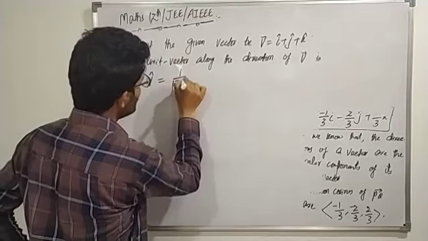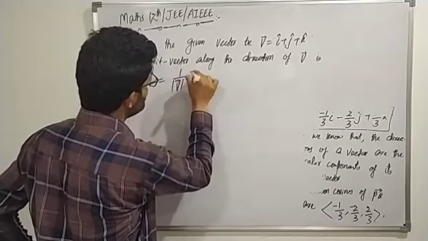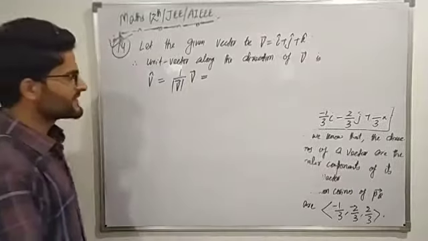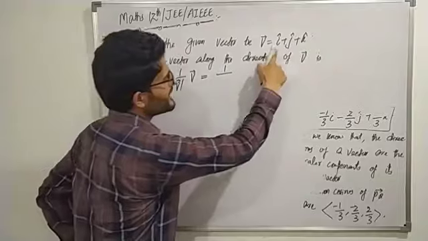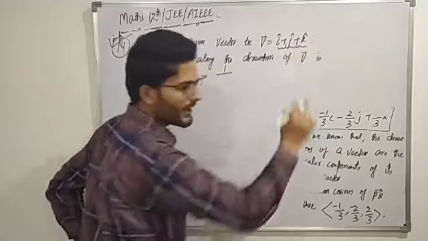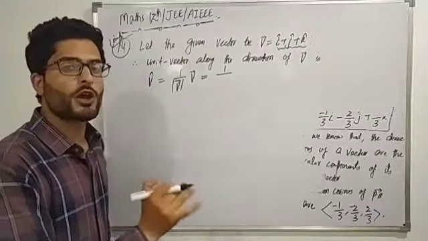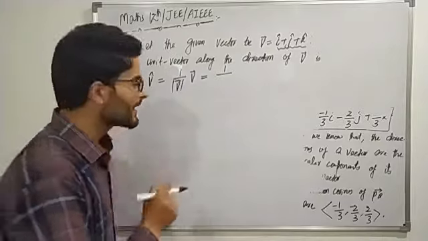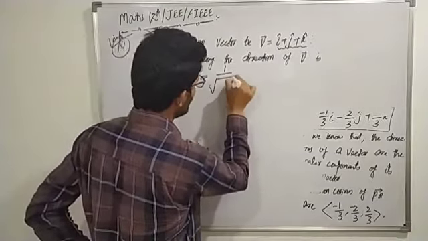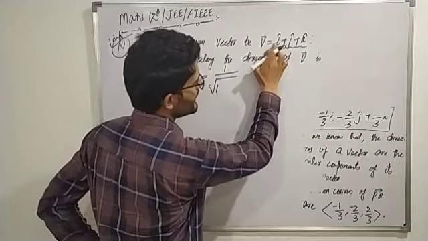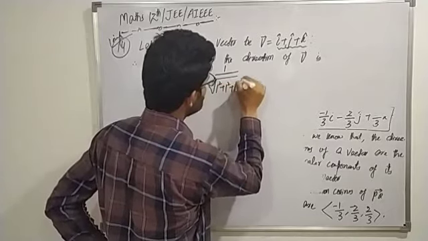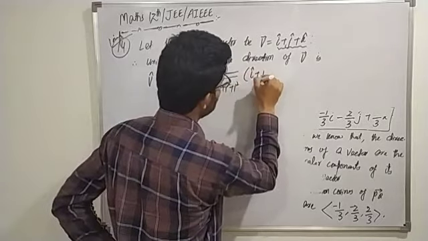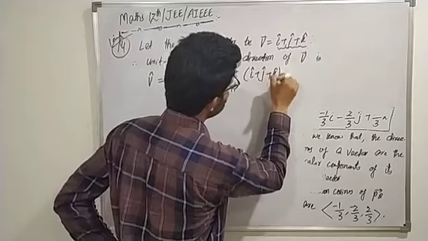vector v, 1 divided by magnitude of vector v into vector v, which is further equal to 1 divided by magnitude of a vector when that vector has been expressed in terms of its components, directly equal to non-negative square root of sum of squares of its scalar components. So 1 divided by non-negative square root of 1 square, because the scalar components are 1, 1 and 1. So 1 square plus 1 square plus 1 square into the vector that is i plus j plus k.